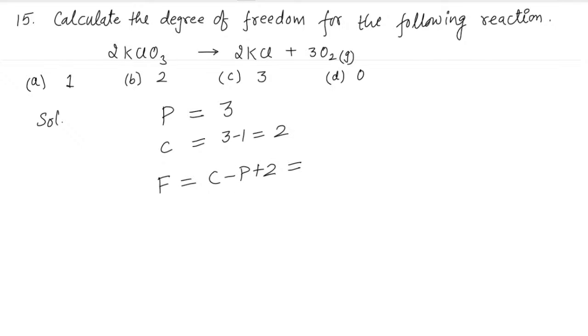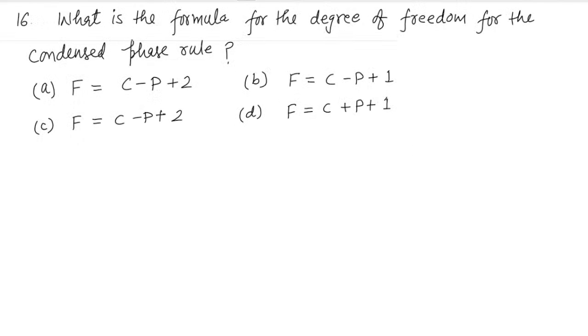So degree of freedom is C minus P plus 2. Very good beta. 3 phases. And degree of freedom comes out to be 2 minus 3 plus 2, that is 1. Good. Components are 2, phases are 3 and degree of freedom 1. Okay, great. Yes, this is a new question for you. Very good, all of you.